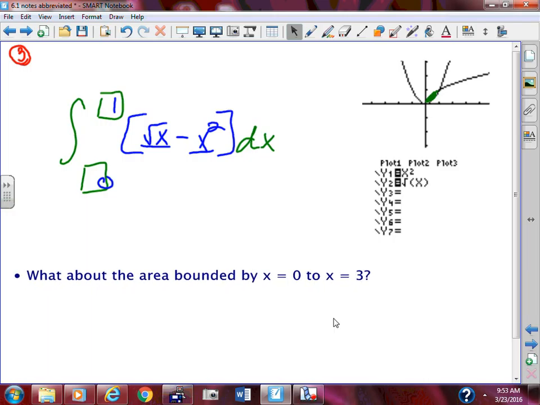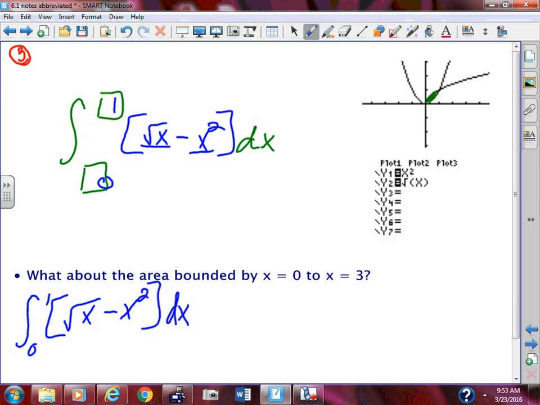All right, next I asked, what about the area that would be bounded from 0 to 3? Is that going to be the same answer? No. What do I need to do now? Two equations, two integrals. All right. Is this going to be part of my answer? All right, so I'll go ahead and recopy that. I know from 0 to 1, square root of x minus x squared. That's part of my answer. That's actually the green section right there.